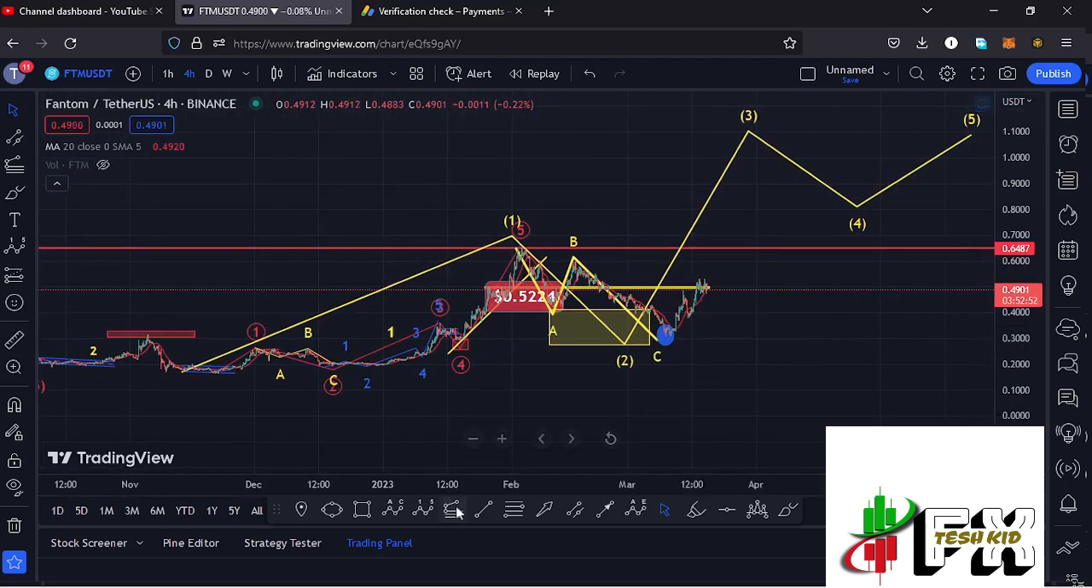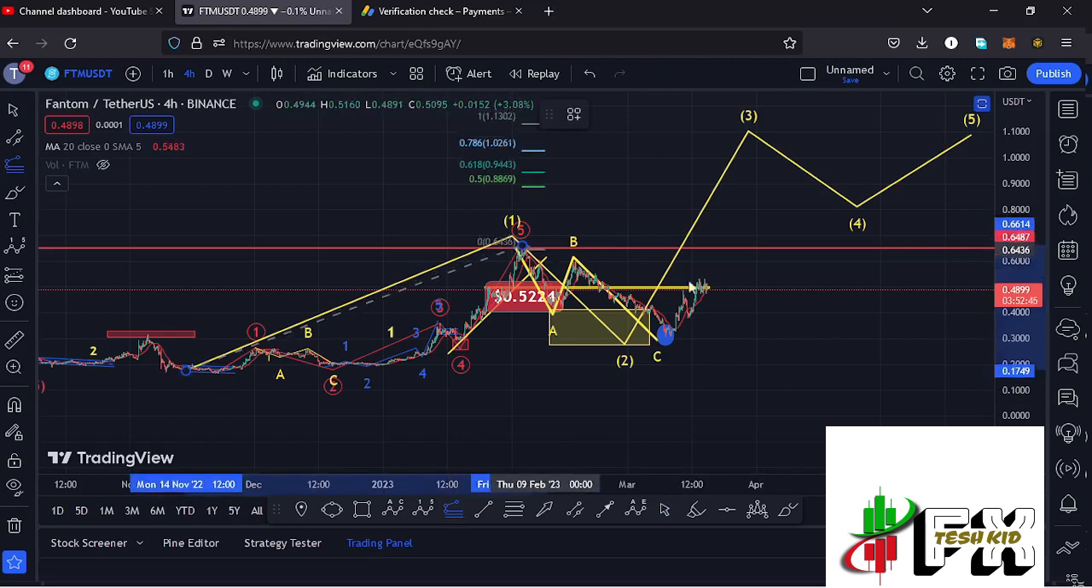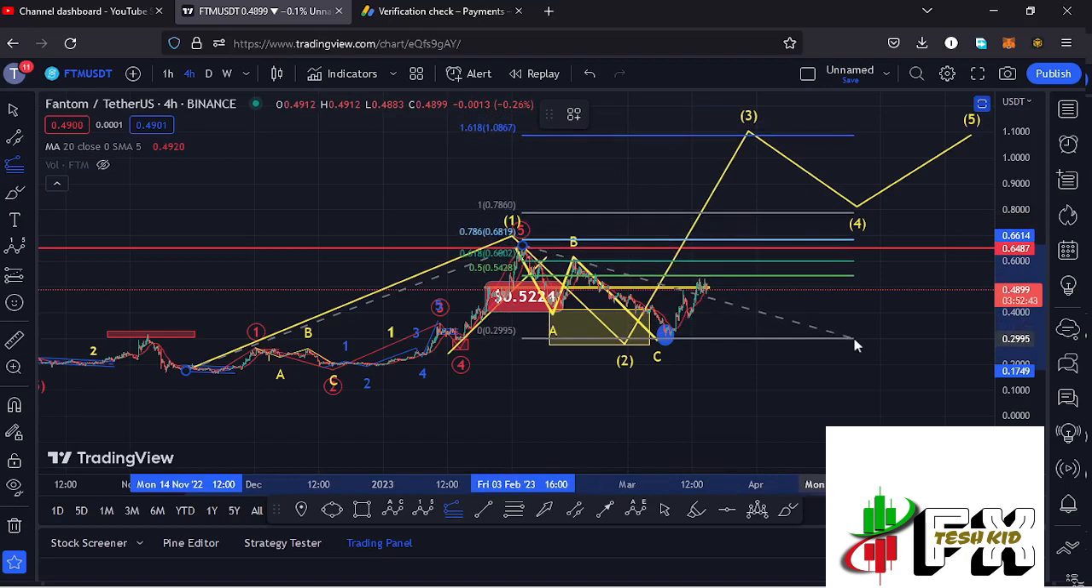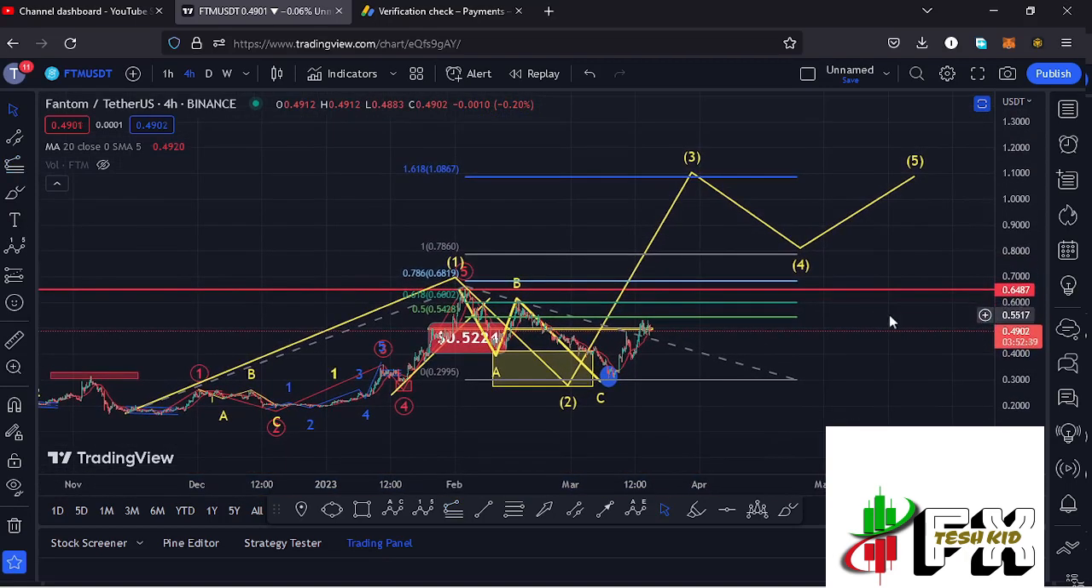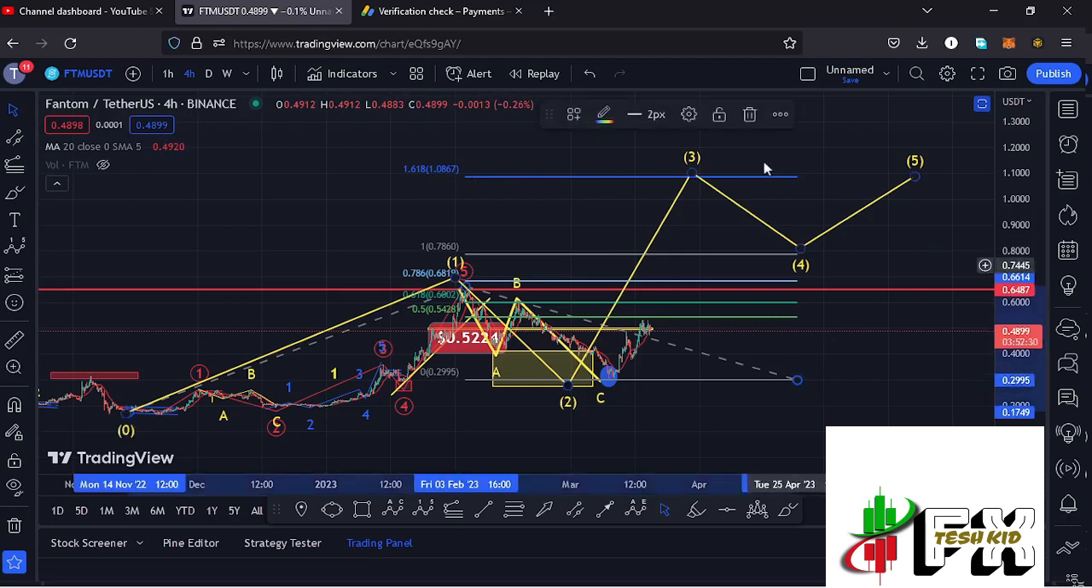allow me to first sketch out a target area to the upper side in the formation of that wave 3 by connecting the trend-based Fibonacci from the low of the first wave to the high of that wave 1, then dragging the fibs to the low of the second wave, and that gives me a minimum target area to the upside in the formation of that wave 3 at the fib level 1.618, and that is at around the $1.0867 mark, and that is the minimum that I'm expecting Fantom to do here on the long-term scenarios.